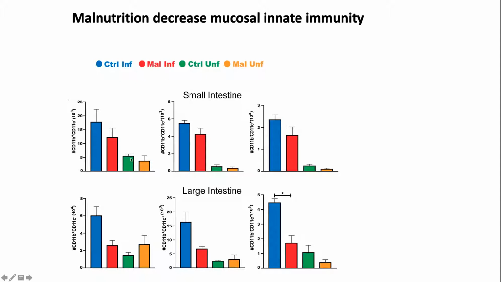When we look at the uninfected, so the green and the orange, we see that there is no effect on these immune cells when the mice are not infected, in all the immune cells that we are looking at.